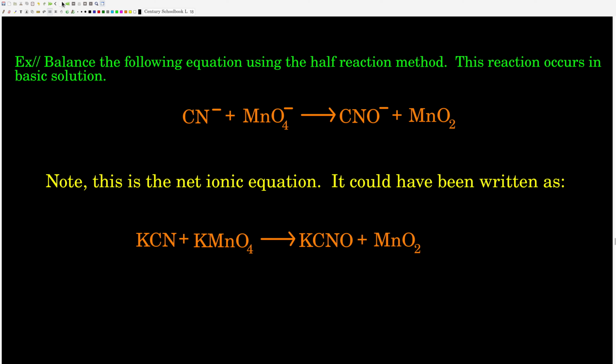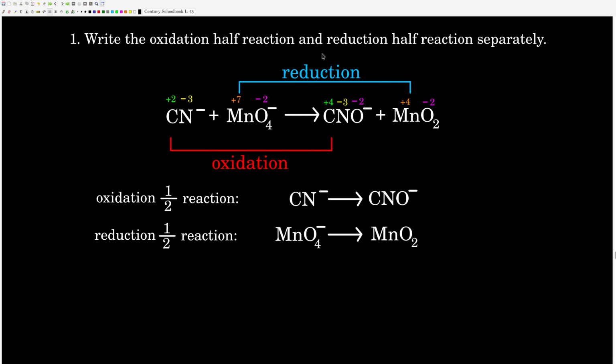Welcome back. So writing the half reactions, we see that carbon in cyanide goes from a +2 oxidation state to +4 in cyanate, and that means it's being oxidized. So these 2 species are in our oxidation half reaction, cyanide going to cyanate. And manganese in permanganate goes from a +7 there to a +4 in the manganese 4 oxide.